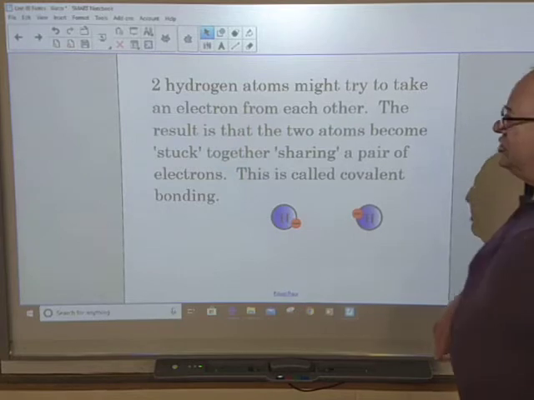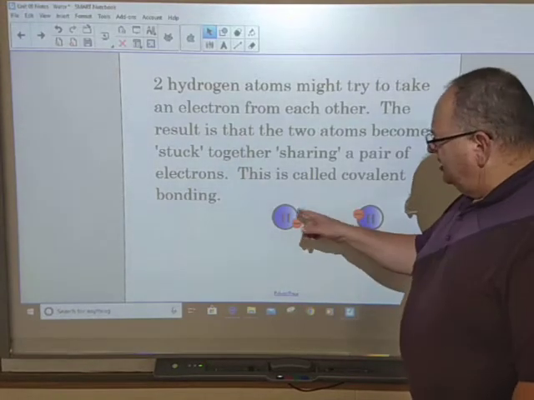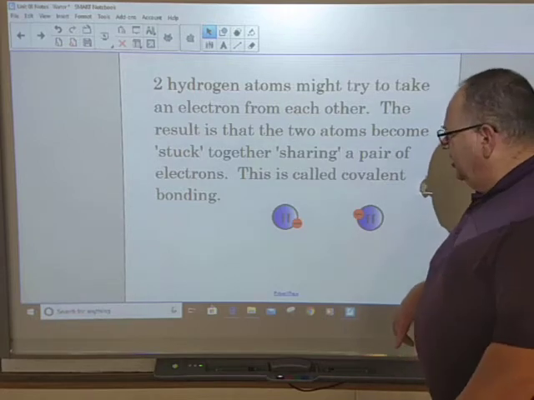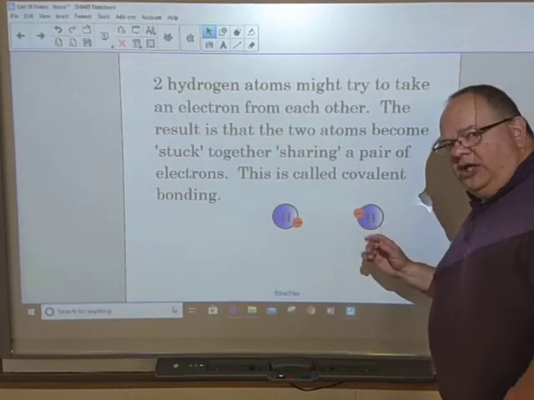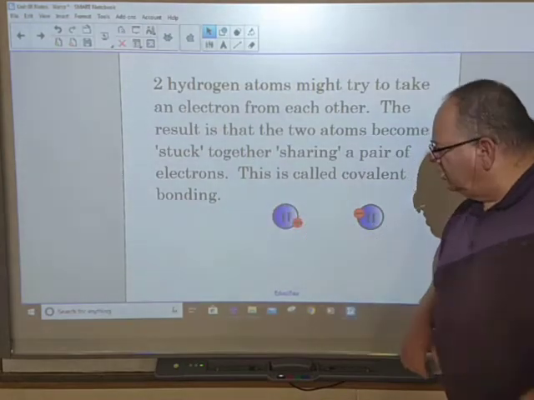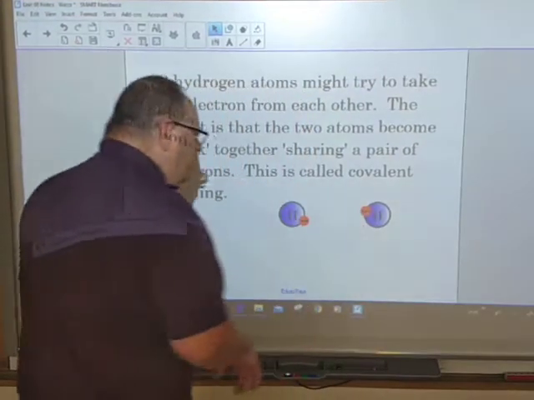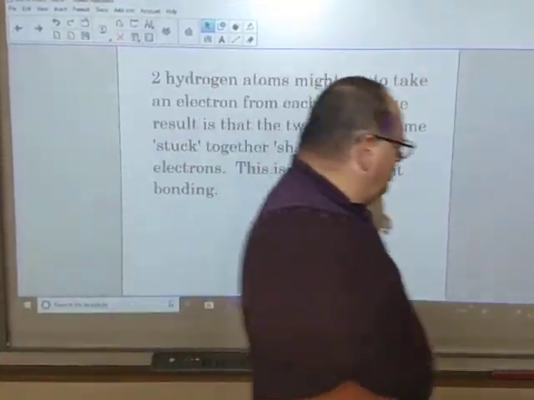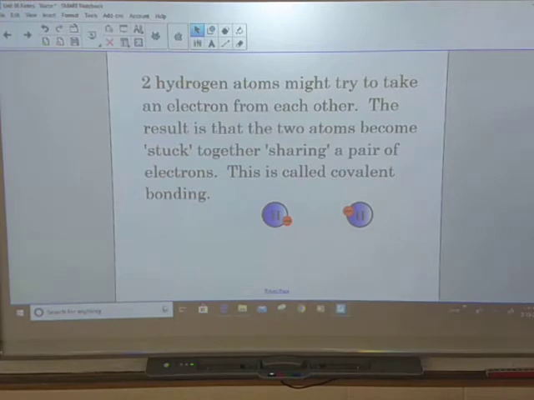So what if I have 2 hydrogen atoms? This guy wants another electron. This guy wants another electron. So, imagine you're this hydrogen, and you look out, and you see an electron over there, and you want to grab it. And you're this hydrogen over here, and you see an electron, and you want to grab it. So what's going to happen? Watch this.